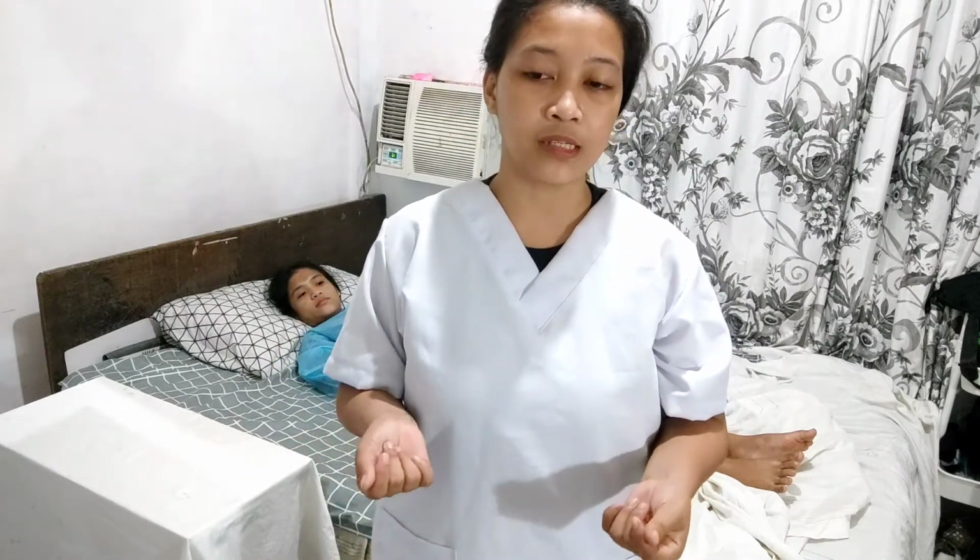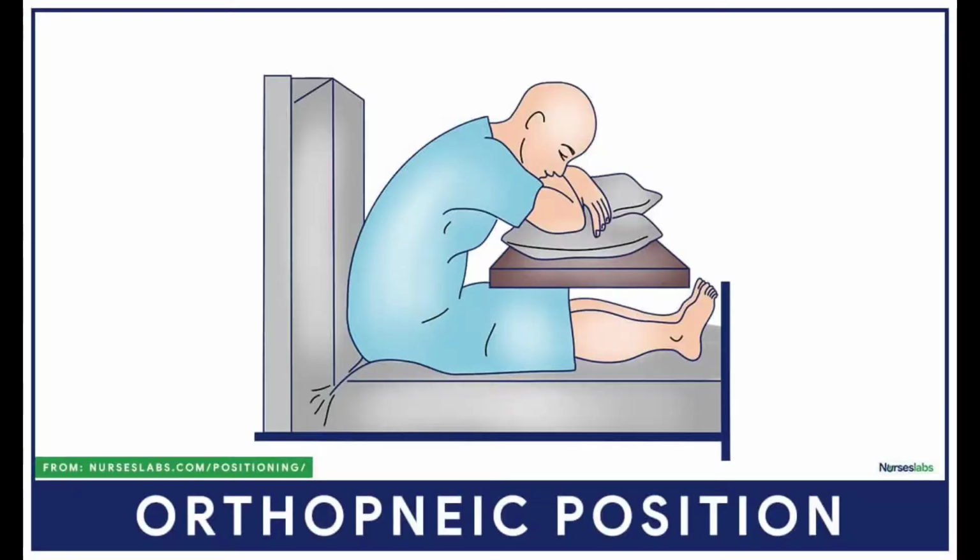The next position will be the orthopneic position. This position is to provide maximum lung expansion and promote maximum respiration. So technically, this is being promoted for those clients who are having difficulty of breathing, those clients who have problems in respiration. So we'll be doing this by asking the client to sit down and lie over the table.